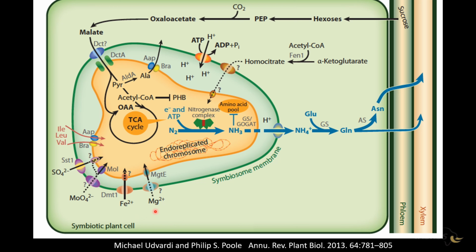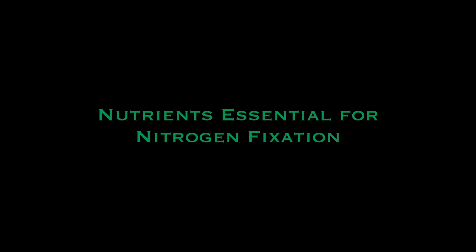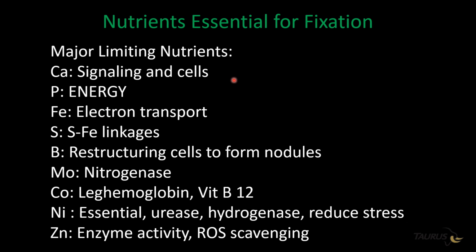So the plant has these transporters to make sure it gets that molybdenum, it gets that iron, it gets that sulfur, those key things that are required for synthesis of your ammonia, your fixation. It's an amazing relationship that has developed over that 65 million years. The nutrients that are essential for fixation, I've talked about most of these.